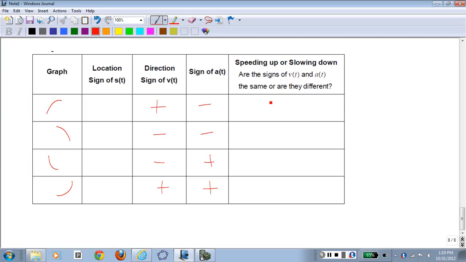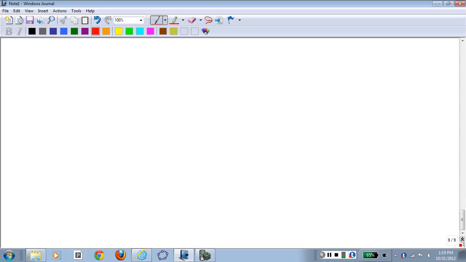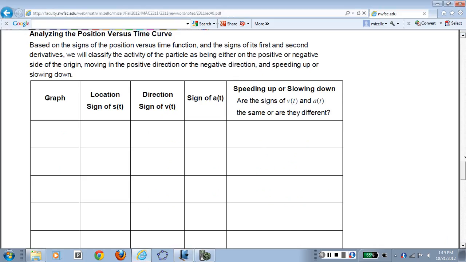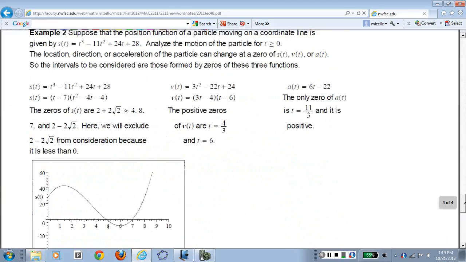So slowing, speeding, slowing, speeding. There we go. Same thing that we just had. Got a little table to go with it.